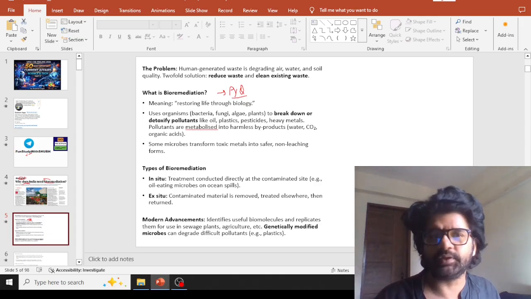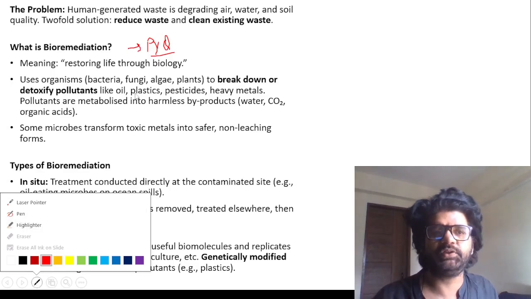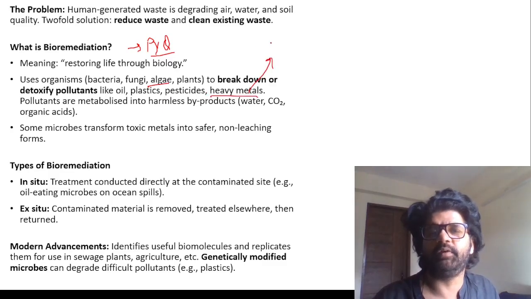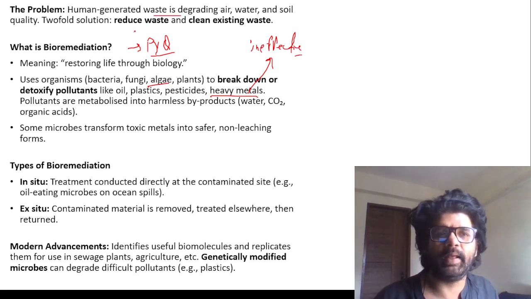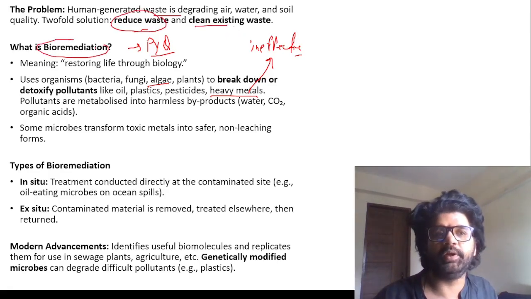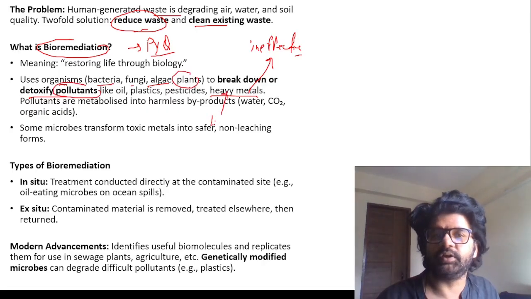To understand one thing, the problem with bioremediation is that when you're using these microorganisms, bacteria, fungi, algae, plants, it's somewhat ineffective against heavy metals like lead. It will not break them totally, maybe it will convert them to something less harmful. So with human-generated waste degrading the environment, there are two things we have to do: reduce waste or clean existing waste. In that regard, bioremediation can be a way where we use microorganisms, bacteria, fungi, algae, and plants to break down or detoxify pollutants. Do remember, for heavy metals there is a certain limitation on how much these techniques can work.